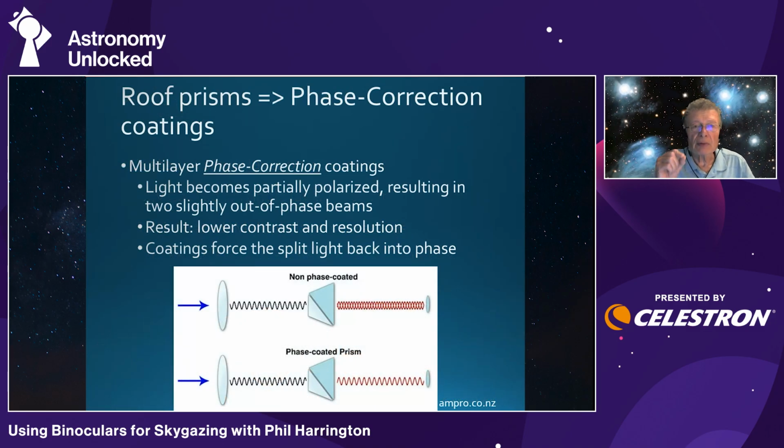If you're looking at roof prisms, you want to look especially for phase correction coating. The problem with the roof prism design is that light becomes partially polarized as it passes through the optical system, which results in two slightly out of phase beams of light. If you don't have phase correction coatings to rectify that, you'll see images that have lower contrast and less resolution. The coatings themselves force the split light beam back into phase, and so the results are superior. So again, that's only for roof prisms, but phase correction coatings are really the better choice.